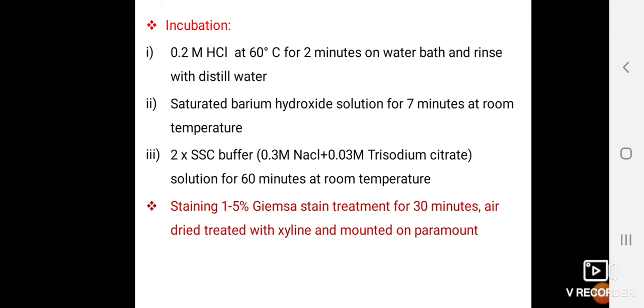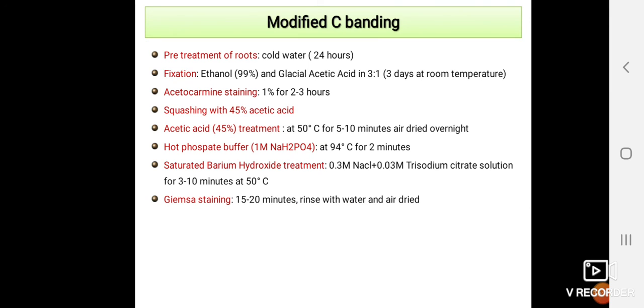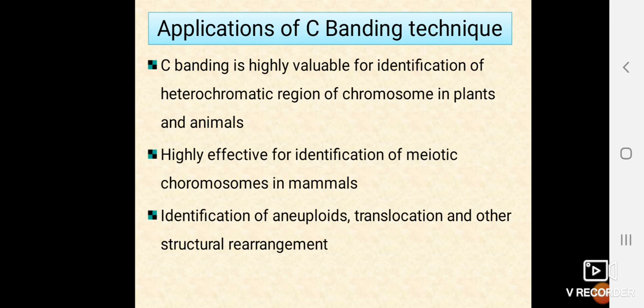They incubate in 0.2 molar HCl at 60 degrees for 2 minutes, then wash, followed by saturated barium hydroxide solution for 7 minutes at room temperature. Then they treat with SSC buffer, that is sodium chloride and trisodium citrate buffer, for 60 minutes, then stain with 1 to 5% Giemsa stain, followed by xylene, and then mount it. So that is C banding. There is also a modified method.